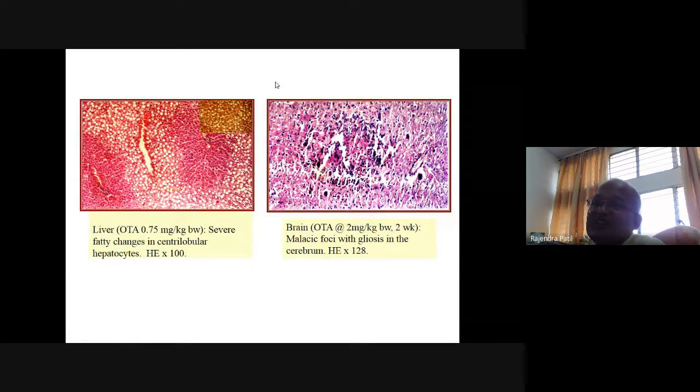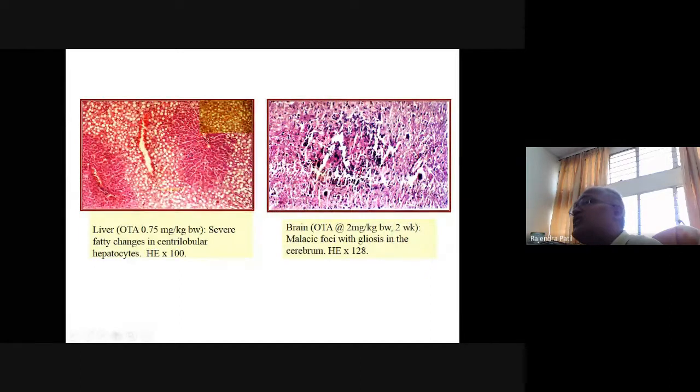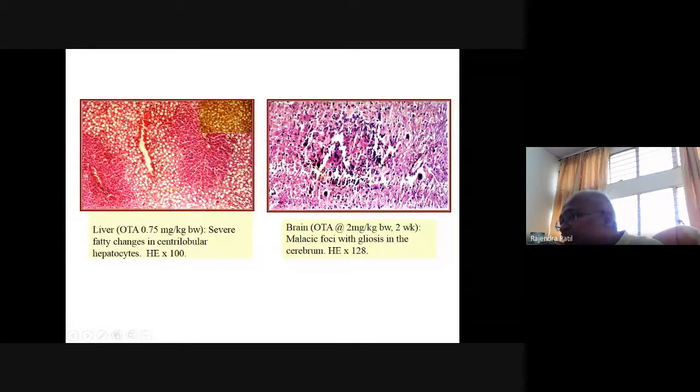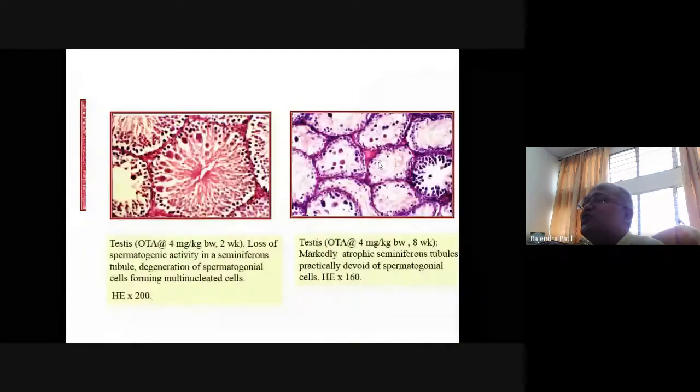Even in the liver, with aflatoxin given at 0.75 mg per kg body weight, it can show a centrilobular pattern of hepatocytes with fatty change, and that is very classical. And even malacic foci in the brain, we are also seeing gray matter accumulation of gliosis in the brain.